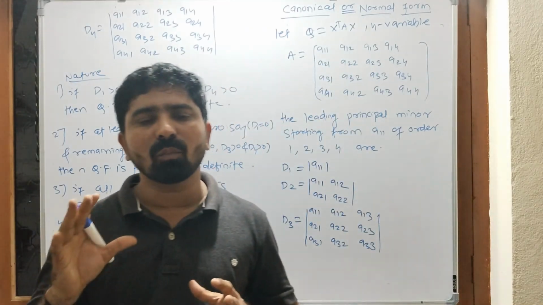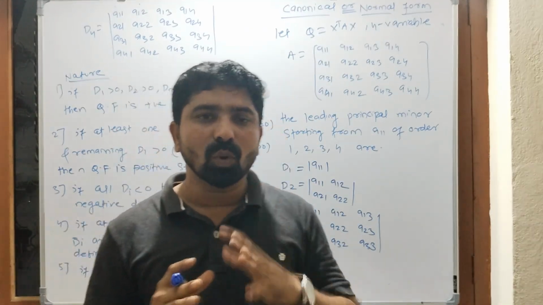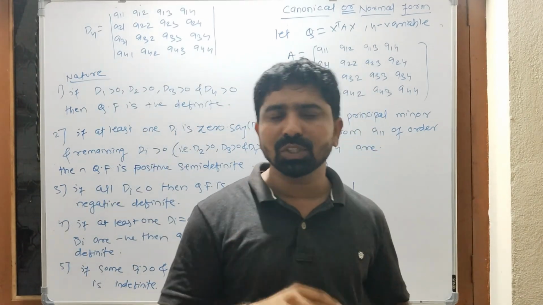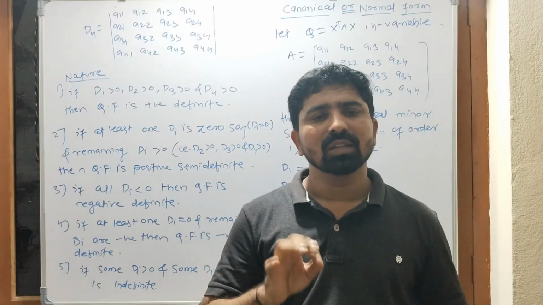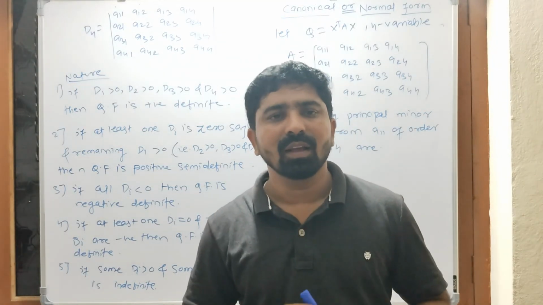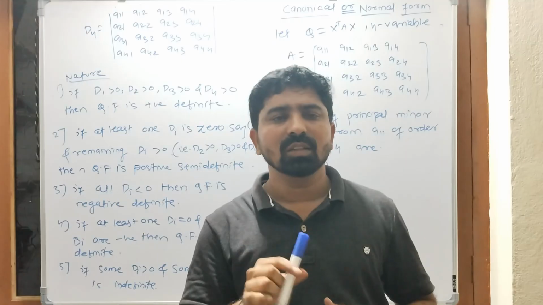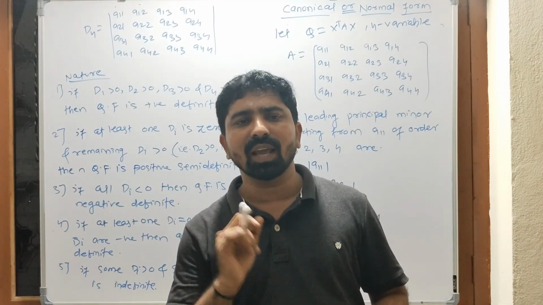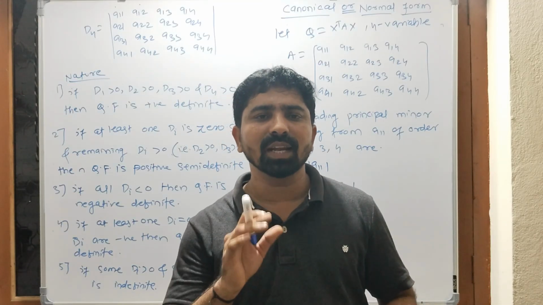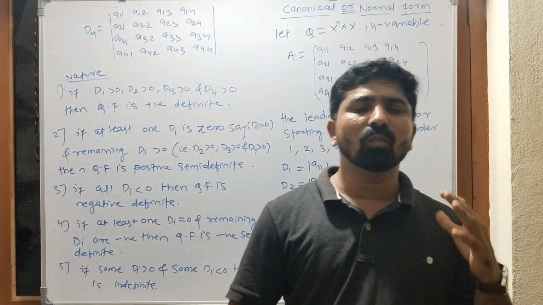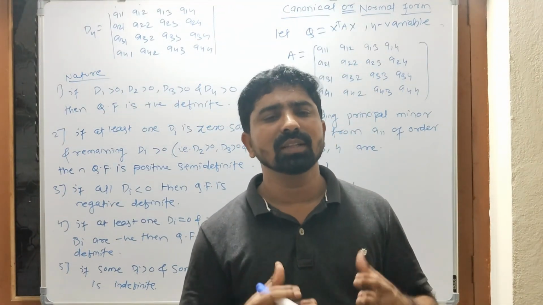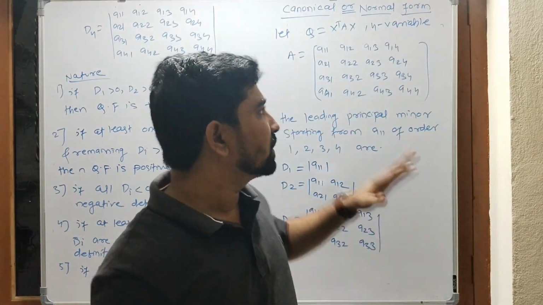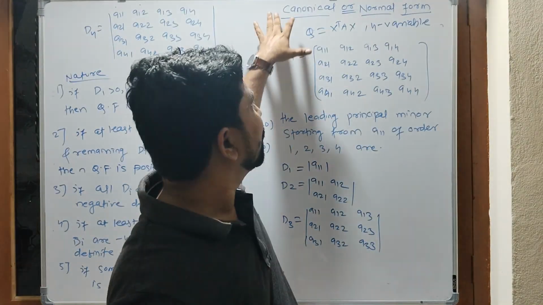If all the lambda i are positive, meaning each and every term is positive, then that quadratic form is positive definite. If all the eigenvalues are positive and at least one eigenvalue is 0, then the quadratic form is positive semi-definite. If all the eigenvalues are negative, then it is negative definite. If all are negative and at least one eigenvalue is 0, then it is negative semi-definite. And if some eigenvalues are positive and some are negative, then that quadratic form is indefinite.